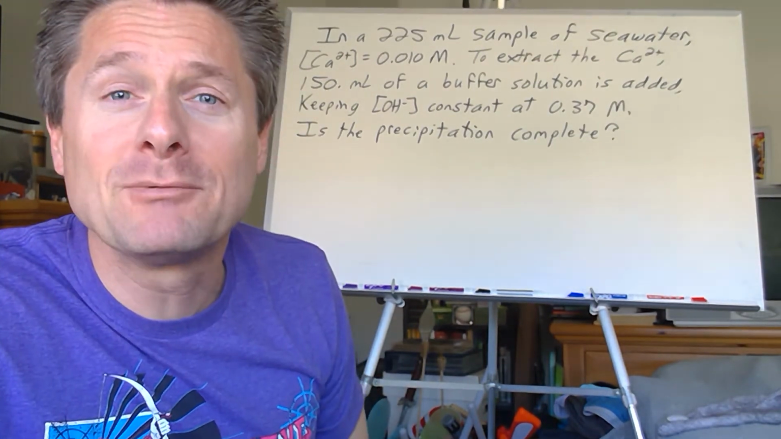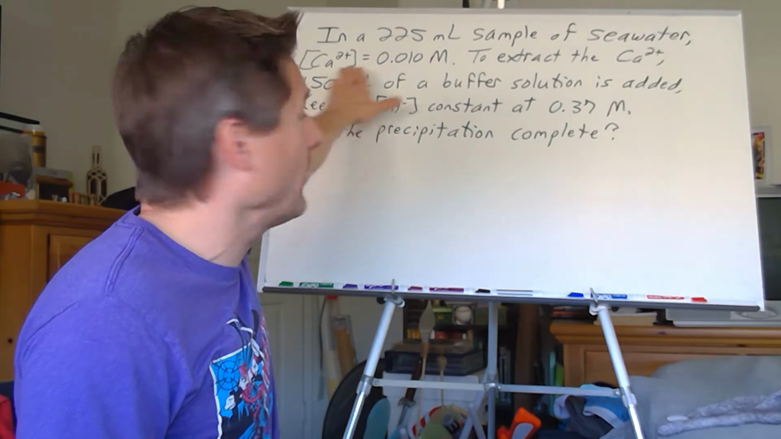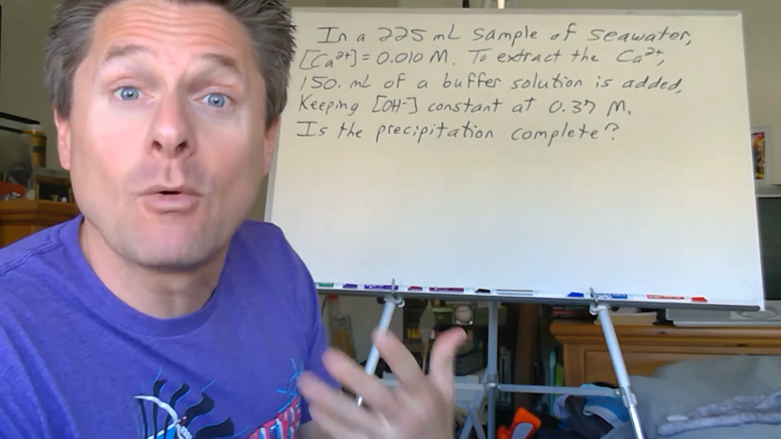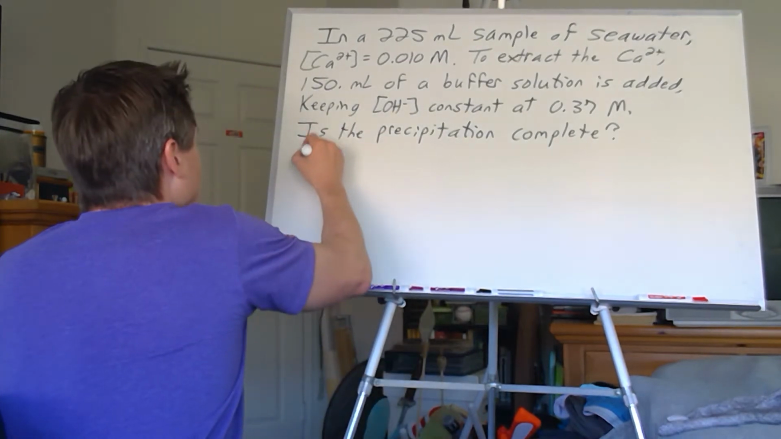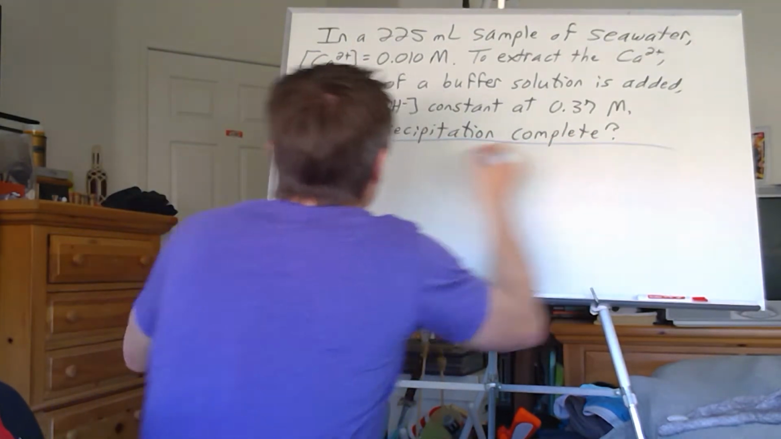Start the problem for me. See what you can do. All right. First, let's figure out what the calcium ion concentration is going to be after mixing. So we've got dilution. Now, after mixing, let's draw a little line here.